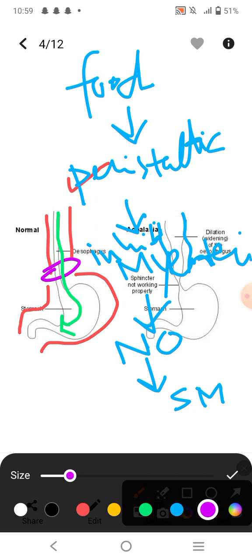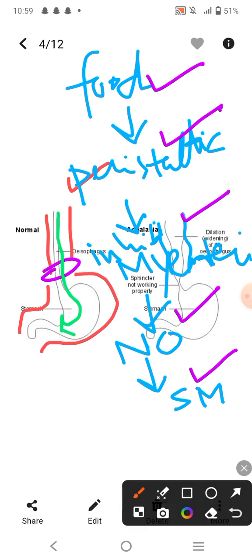I can repeat it. Food comes, peristaltic contractions of the esophagus occur, inhibitory neurons in the myenteric plexus are stimulated, and after that nitric oxide is released and it causes relaxation of smooth muscles in the lower esophageal sphincter, and as a result the lower esophageal sphincter relaxes and food can easily go into the stomach, right?